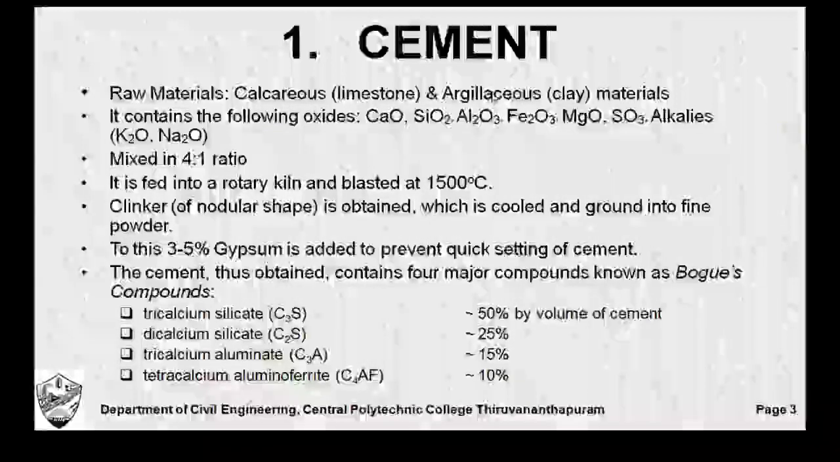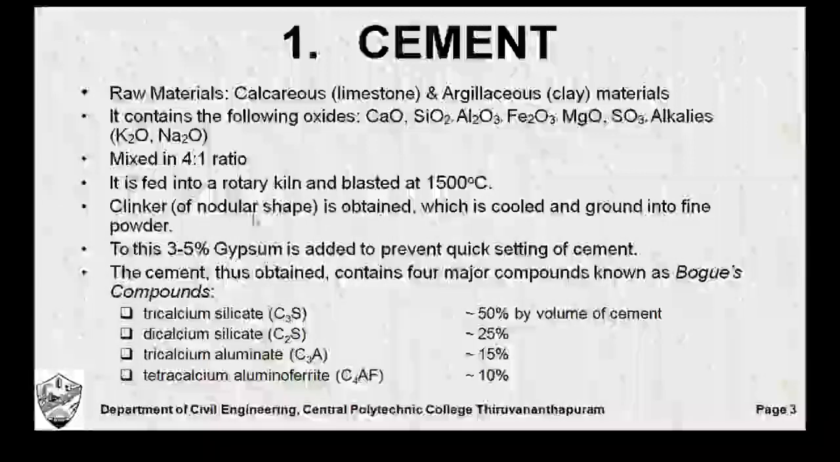These two materials are then mixed in a definite proportion. We follow the ratio 4:1, that is 4 parts of calcareous materials are mixed with 1 part of argillaceous material. Then it is fed into a rotary kiln, which is a kind of furnace, and blasted at a temperature of minimum 1500 degrees Celsius. As a result, we get what is known as clinker.